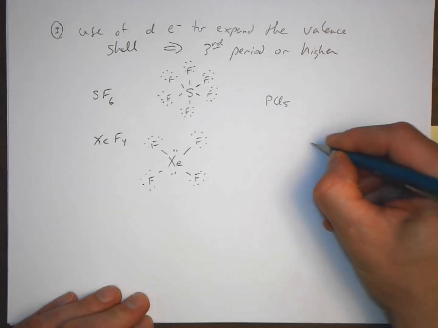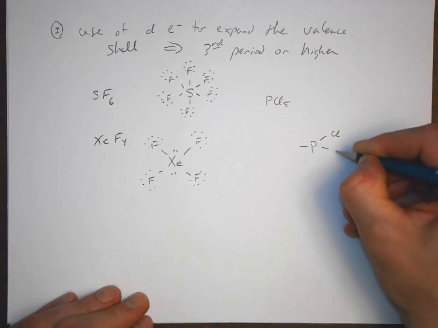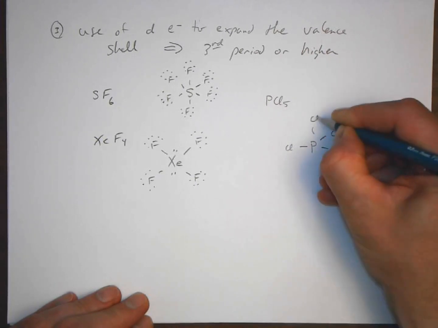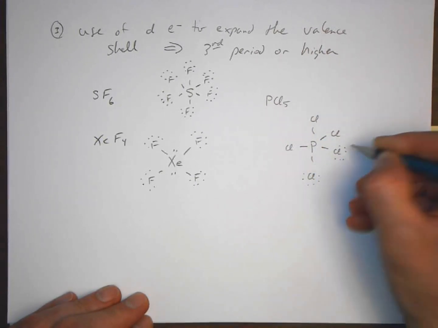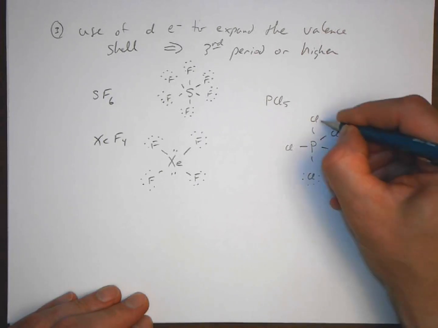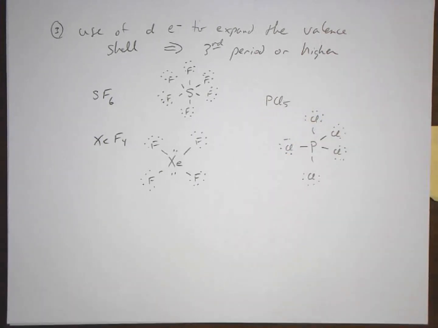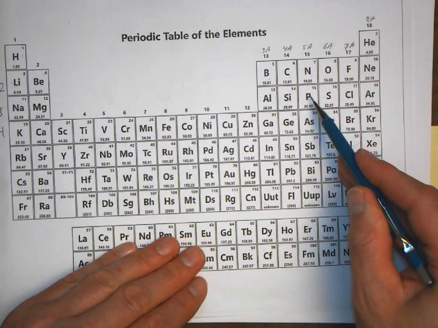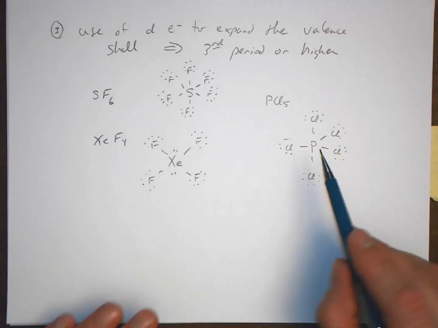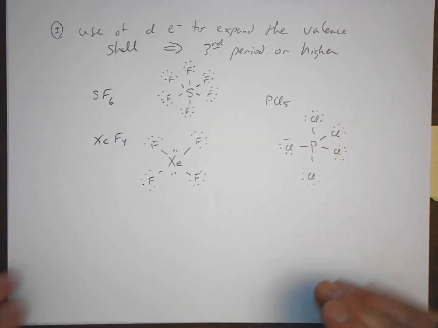PCl5 is the final example. After drawing the best Lewis structure, you'll find that this satisfies all of the criteria, but we've expanded the octet of the phosphorus. Again, phosphorus is in the 3rd row of the periodic table, and it's expanded its octet.